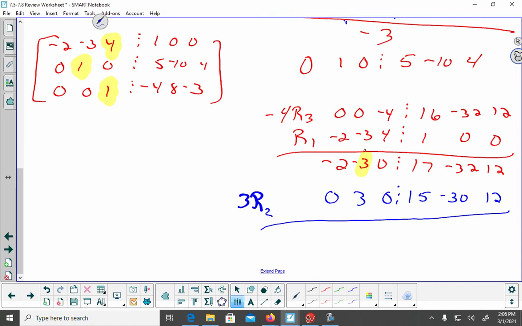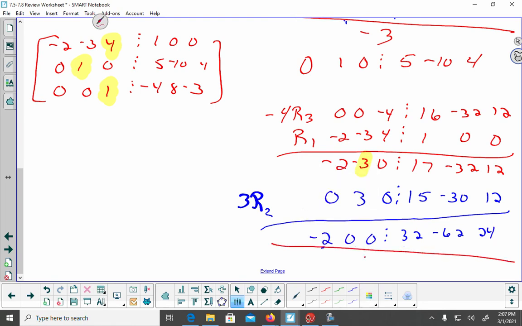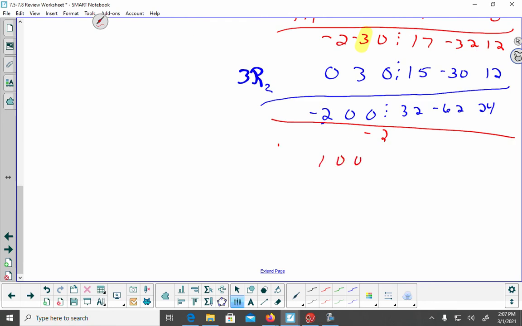So I'm going to have negative 2, 0, 0. When I add these two, I get 32, negative 62, and 24. Those are some big numbers. Now I just have one digit. I am going to divide by negative 2. And when I do that, I get 1, 0, 0. That'll be 16. Oh, negative 2, negative 16, positive 31, negative 12.